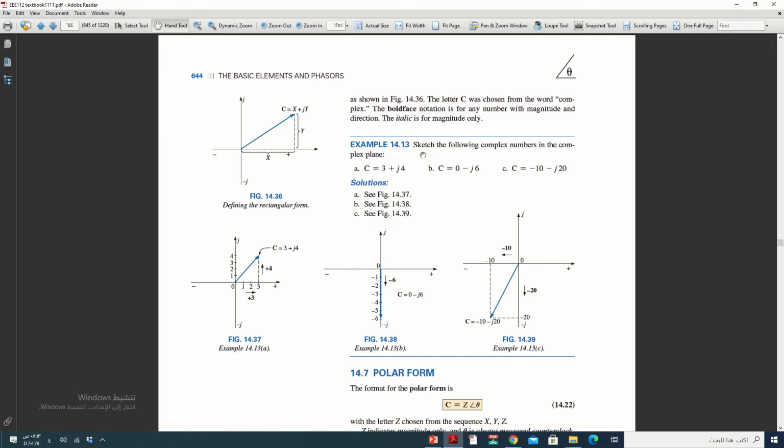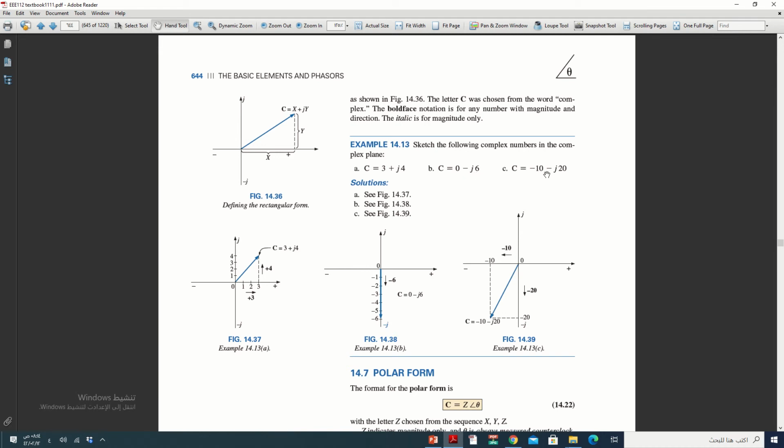If we need to take an example, 14.3, we have a, b, c. We can show, for example, one of them. Here c equals 3 plus j4. 3 is the real number and j4 is the imaginary number. Here c equals 0 minus j6. You can write this number without writing 0, but here to show you there is no real number, only an imaginary number, which is minus j6.